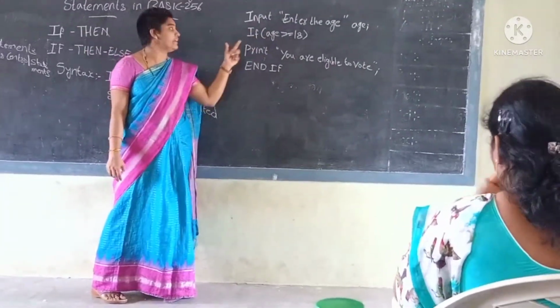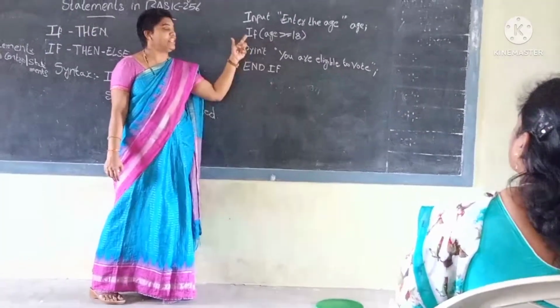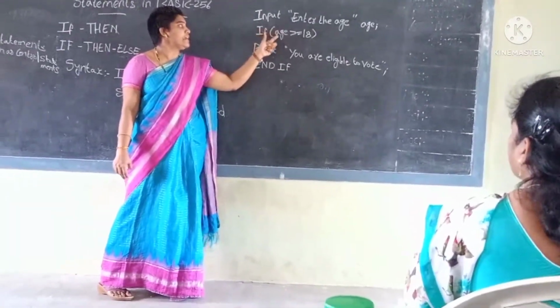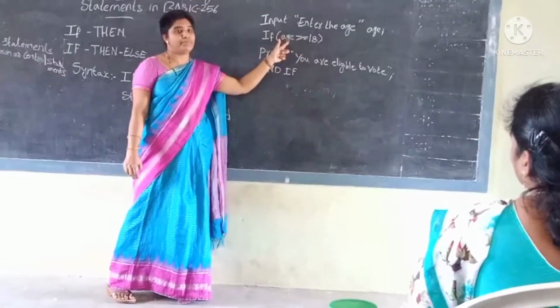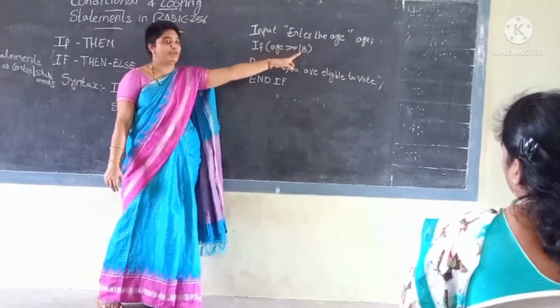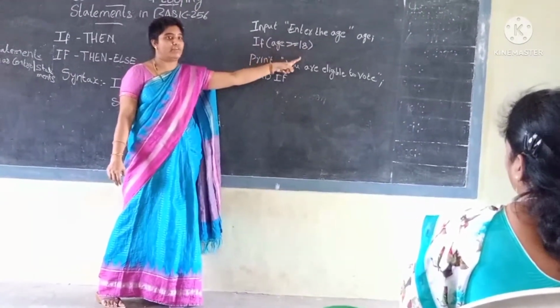The execution will start here and the condition will be checked. The if condition will be checked here: age greater than or equal to 18. It will compare the age here. We gave our input 19. So 19 is greater than or equal to 18.